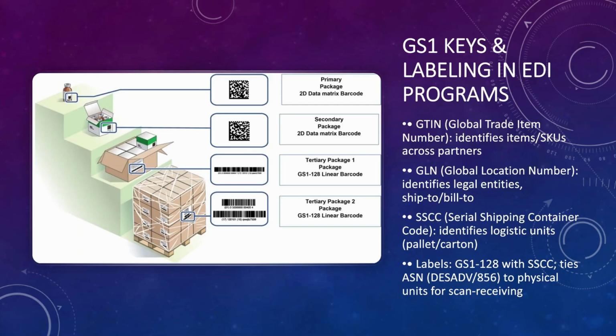Finally, let's look at GS1 keys used in EDI programs. GTIN identifies products, GLN identifies companies and locations, and SSCC identifies logistic units like pallets and cartons. These identifiers are often encoded in GS1-128 labels, which connect physical shipments to EDI messages like DESADV or X12 equivalent 856. This enables scan-based receiving and full supply chain traceability.